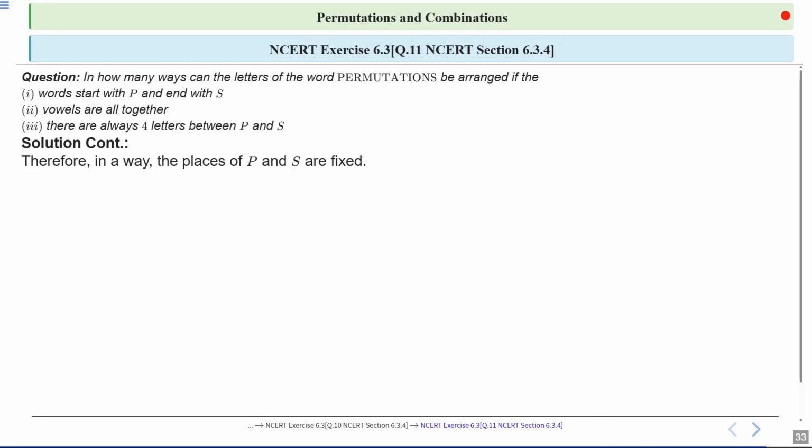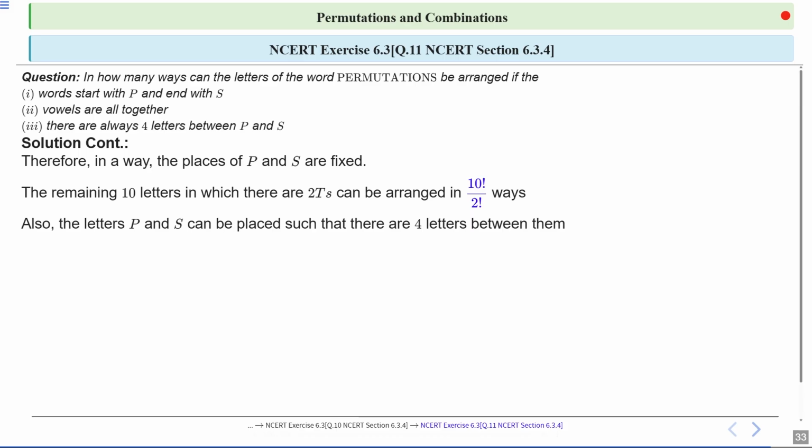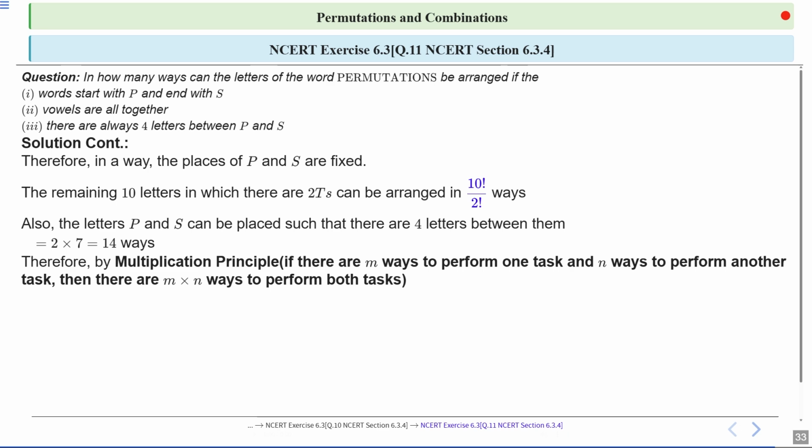In a way, the places of P and S are fixed here. This means that these 2 letters will always occupy specific places in our arrangements. The remaining 10 letters, in which there are 2 T's, can be arranged in 10 factorial upon 2 factorial ways. Also, the letters P and S can be placed such that there are 4 letters between them in 2 into 7, equal to 14 ways. Therefore, by the multiplication principle, if there are m ways to do one task and n ways to do another task, then there are m into n ways to do both tasks together.